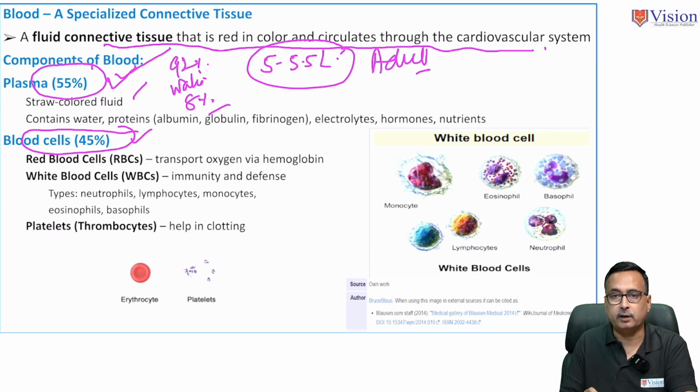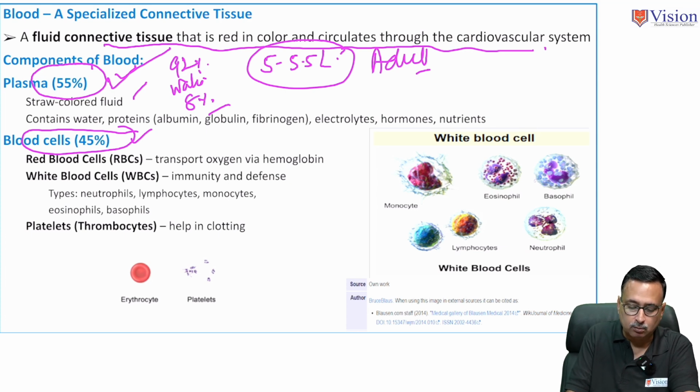And out of the 8% solids, some are organic solids like proteins, lipids, glucose, enzymes, hormones, and non-protein nitrogenous substances like creatinine, urea, uric acid, xanthine, hypoxanthine. So these are organic components. Inorganic components of plasma constitute sodium ion, potassium ion, calcium ion, magnesium ion, chlorides and bicarbonates predominantly.